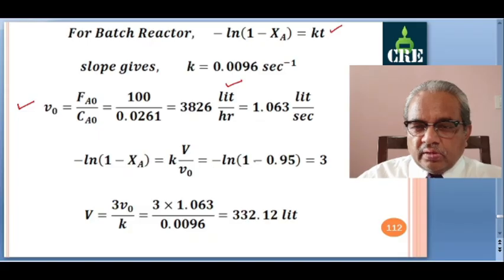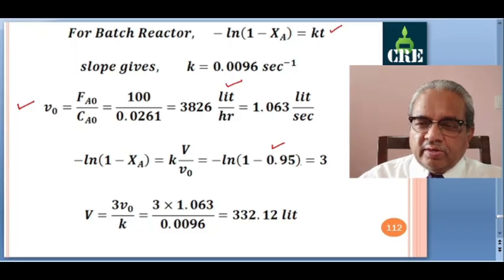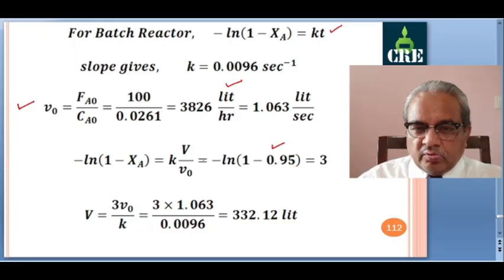And for 95% conversion, minus ln of 1 minus 0.95 is 3. We want volume. So volume is nothing but this, 3 into V0 divided by k. V0 is 1.063 liter per second. This is in second inverse. So finally, what we get is volume in liters, 332.12 liters for the plug flow reactor.